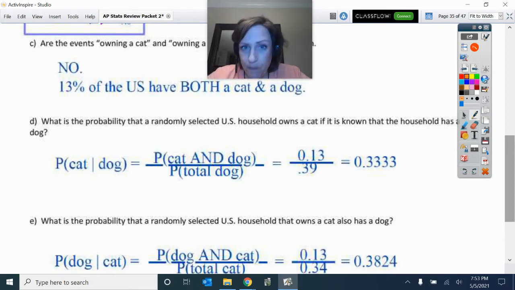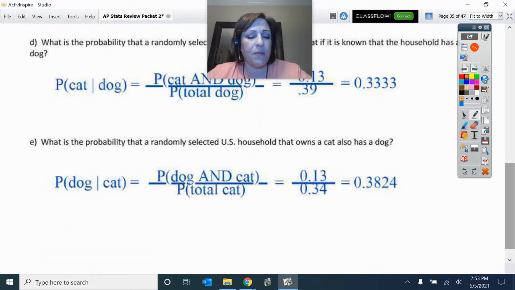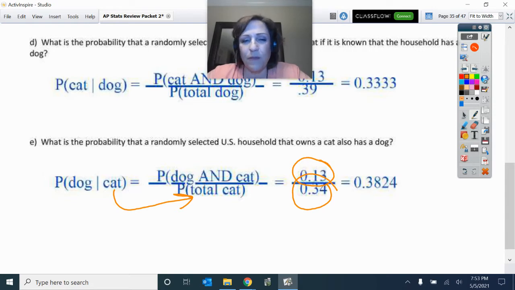All right. Biggest, most common mistake. And then what's the probability that a randomly selected U.S. household owns a cat? So out of the cat ones. This one usually is more commonly correct because people don't think about putting 0.39 over 0.34. So that one doesn't come out wrong as frequently as question D.